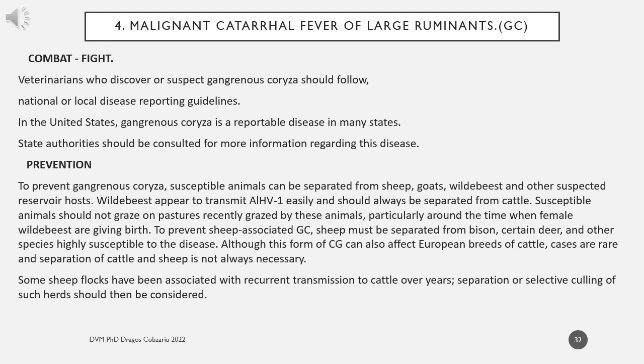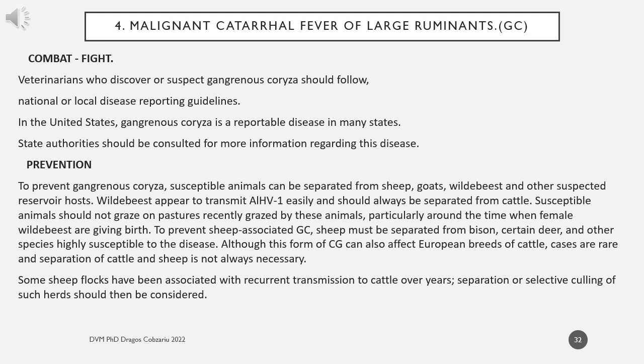Prevention. To prevent gangrenous coryza, susceptible animals can be separated from sheep, goats, wildebeest and other suspected reservoir hosts. Wildebeest appear to transmit AL-HV1 easily and should always be separated from cattle. Susceptible animals should not graze on pastures recently grazed by these animals, particularly around the time when female wildebeest are giving birth. To prevent sheep-associated GC, sheep must be separated from bison, certain deer, and other species highly susceptible to the disease. Although this form of GC can also affect European breeds of cattle, cases are rare and separation of cattle and sheep is not always necessary.